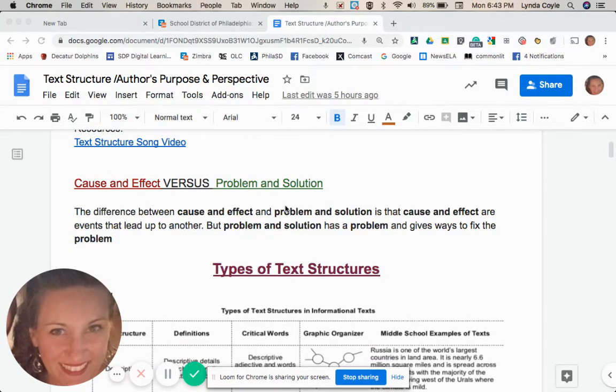Cause and effect versus problem and solution. Many times, boys and girls, people get confused between cause and effect and problem and solution. When you read a story and how the author organized everything in the text, it can be very confusing.